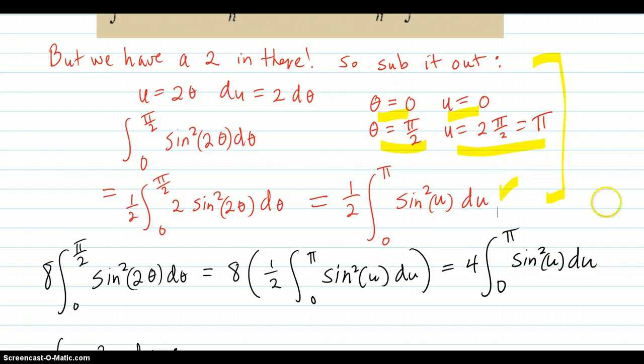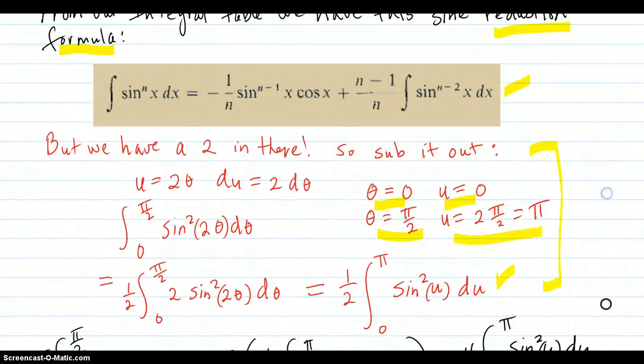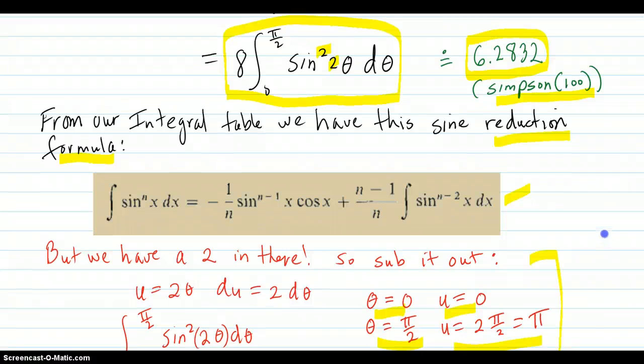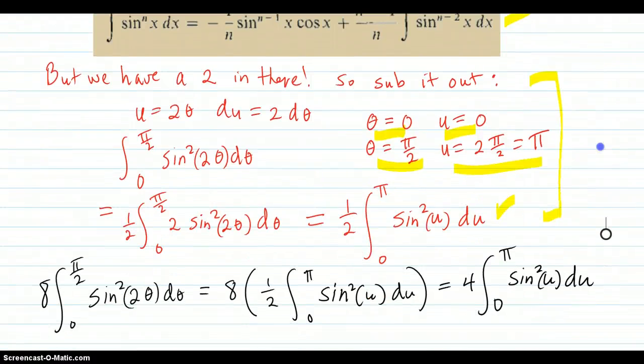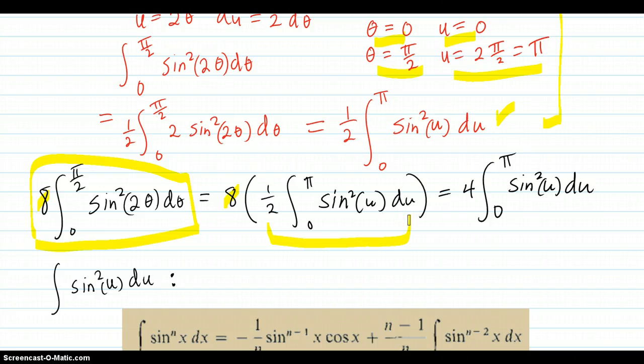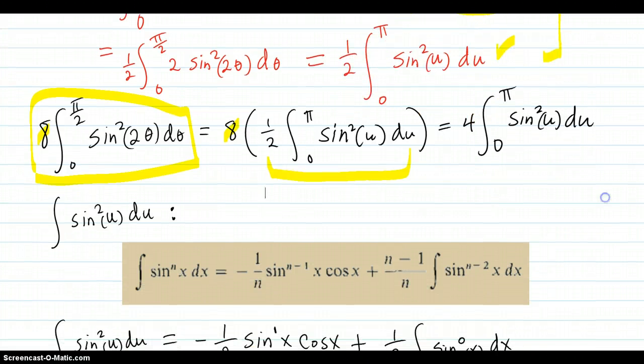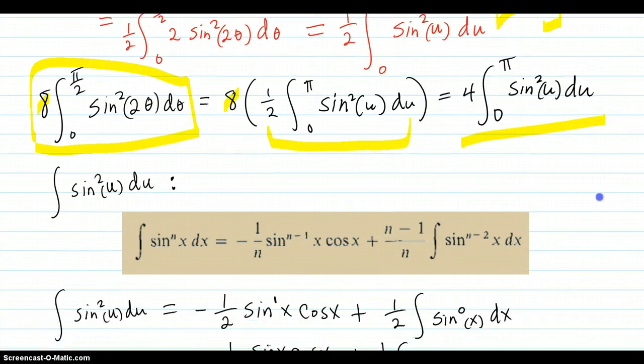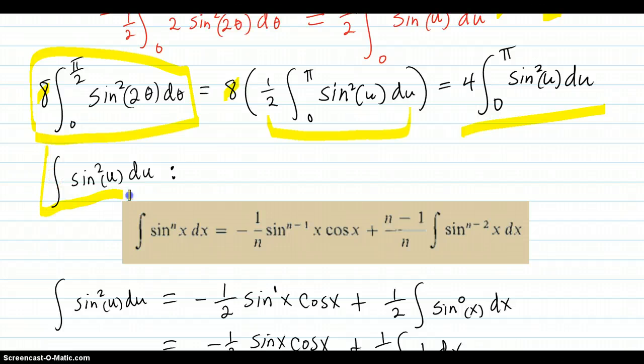Okay, so our original integral is 8 times the integral from 0 to pi over 2. So we have our original integral we're trying to figure out. So there's your 8, comes there. And then this integral in here is 1/2, 0 to pi, like this, which is 4 times this. So that's where we are right now.